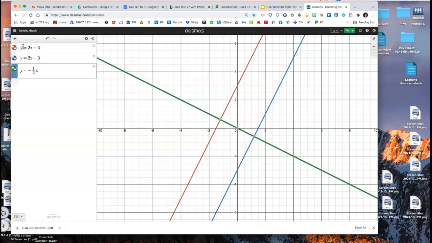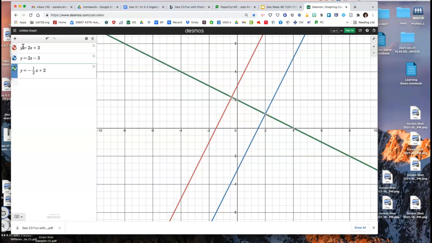If I did x plus 2, it's still running perpendicular. So we need to remember from Friday that parallel lines have the same slopes, right? Perpendicular, we do the two things you guys told me.